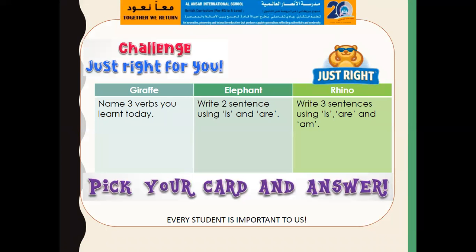Before we end, we have a challenge that is just right for you. Choose any one of these questions that you are comfortable with and write the answer down in your copybook.